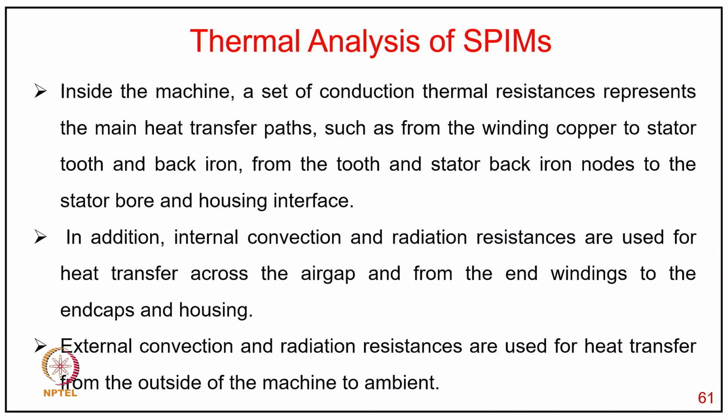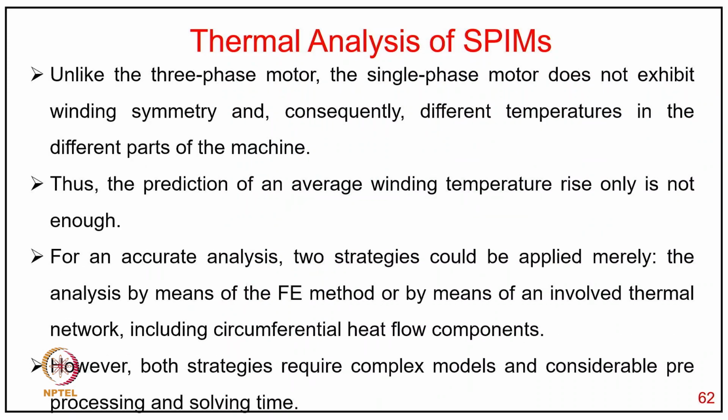Inside the machine, a set of conduction thermal resistances represent the main heat transfer paths, such as from the winding copper to the stator tooth and back iron, and from the tooth and stator iron nodes to the stator board and housing interface. In addition, internal convection and radiation resistances are used for the heat transfer across the air gap and from the end windings to the end caps and housing, and external convection and radiation resistances are used for heat transfer from the outside of the machine to the ambient.